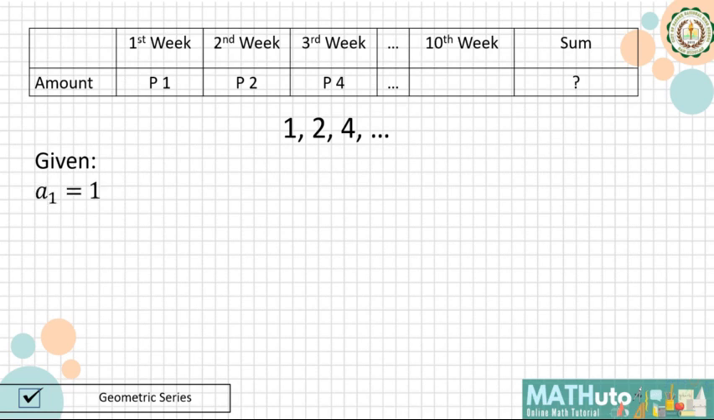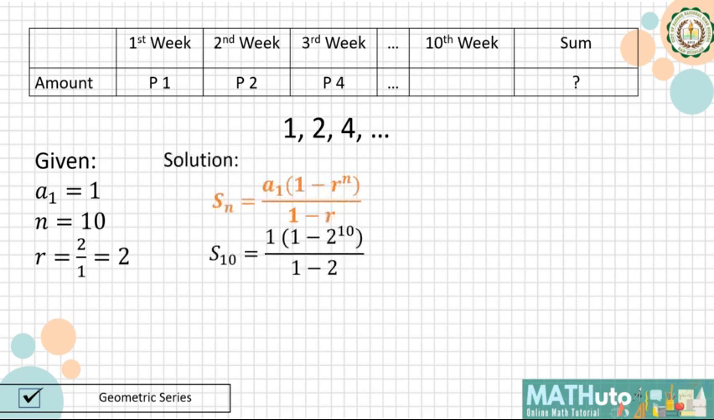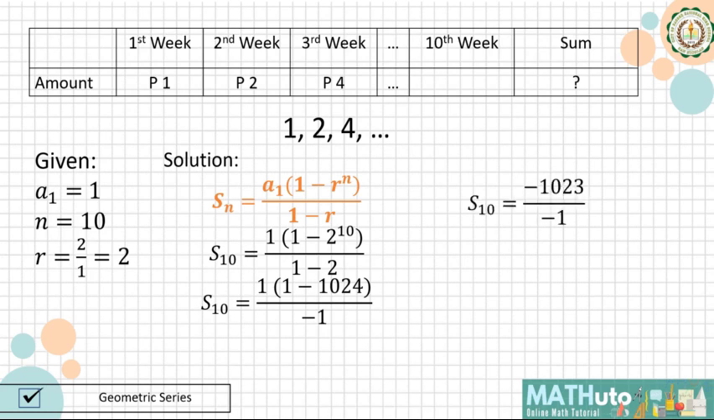Therefore, we have here a sub 1 or the first term is 1, n is equal to 10, and the common ratio is 2. Using our formula, substitute all the given values. S sub 10 is equal to 1 times the quantity 1 minus 2 raised to 10, all over 1 minus 2. Then simplify the exponent, expand 2 raised to 10. This will become 1 times 1 minus 1024 all over negative 1.